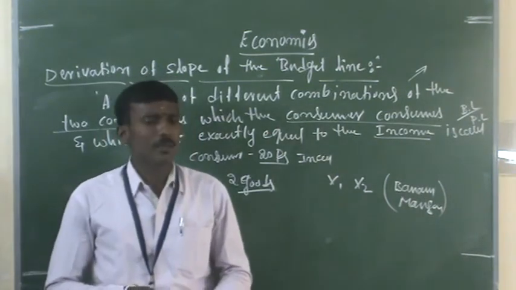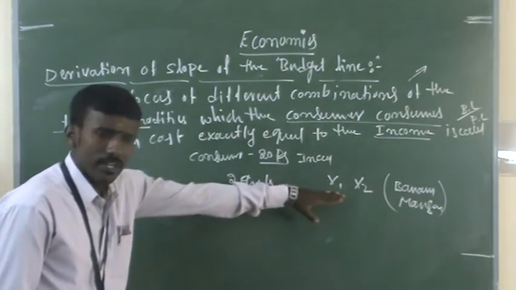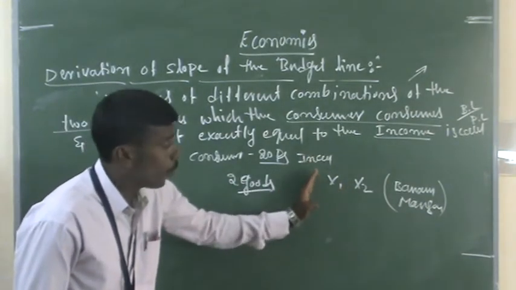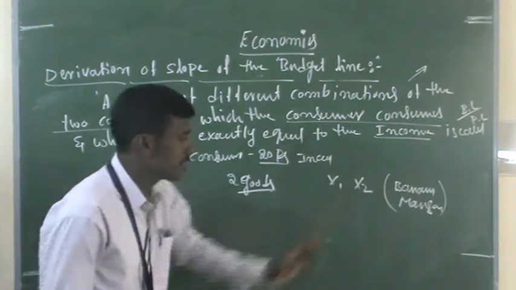And also in the market, that two commodities were considered, in the market that two or both goods price is 5 rupees.